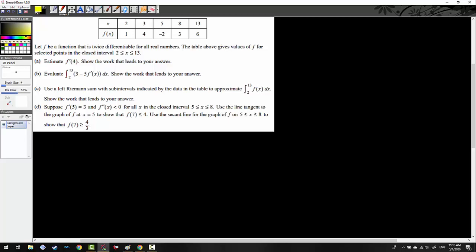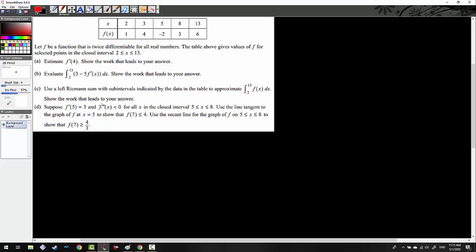It says, suppose f prime of 5 is equal to 3, and that f double prime of x is less than 0 for all x in the closed interval from 5 to 8. Use the tangent line to the graph at x equals 5 to show that f of 7 is less than or equal to 4, and use the secant line of f on 5 to 8 to show that f of 7 is greater than 4/3. Okay, really weird question, a lot of words.